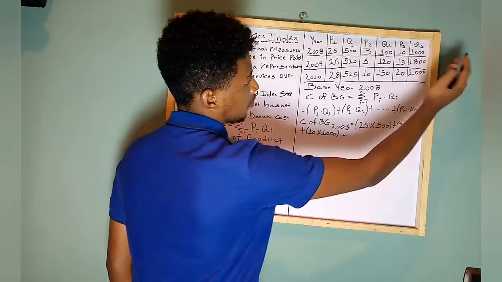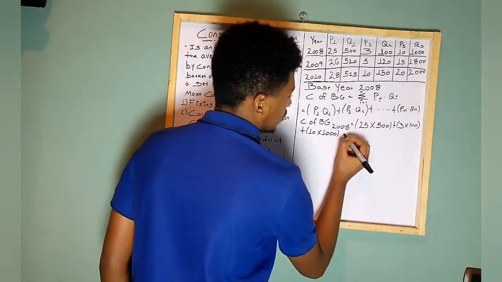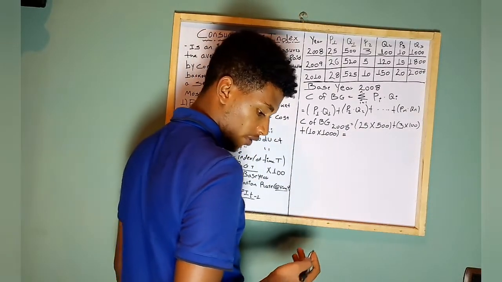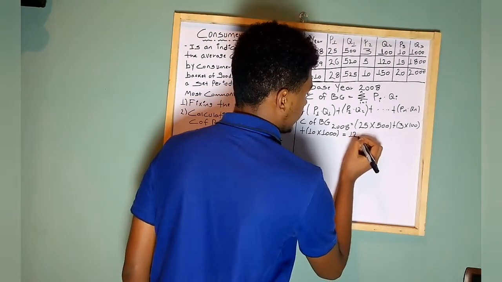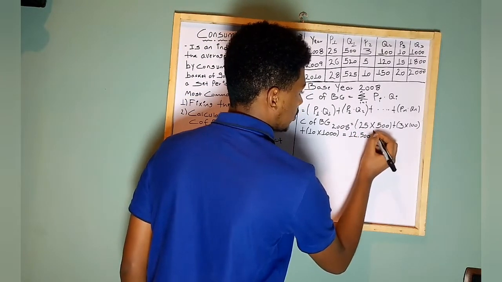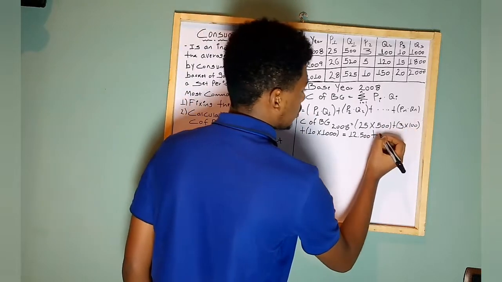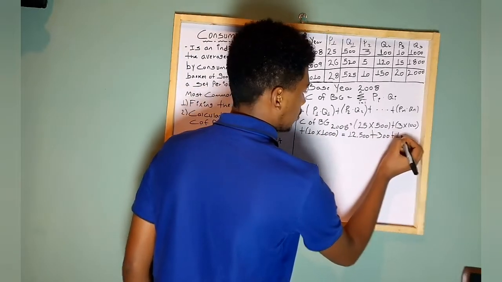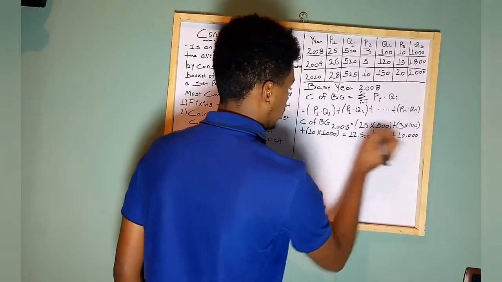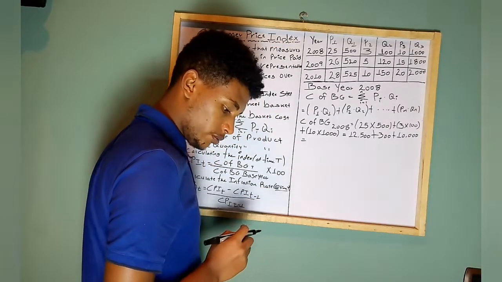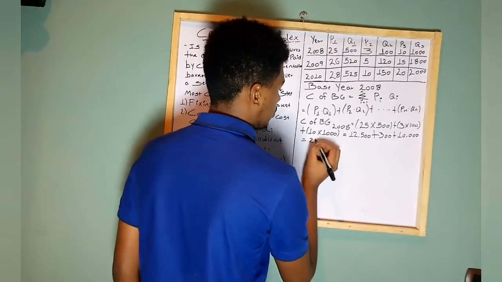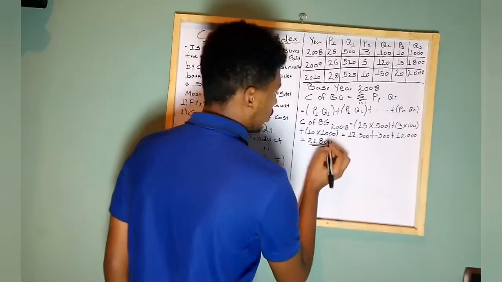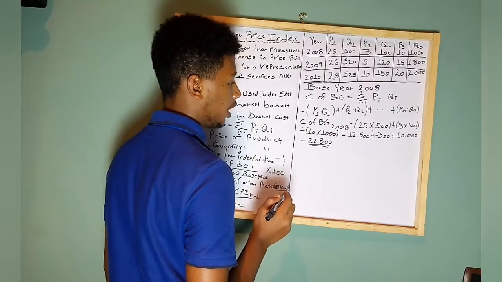There is no other price and quantity given, so we will sum this up. The result will be 25 multiplied by 500, which is 12,500. I've already calculated it, plus 3 multiplied by 100, this is 300, plus this is 10,000. Therefore, the result would be 20,800. This is the cost of BG in 2008.